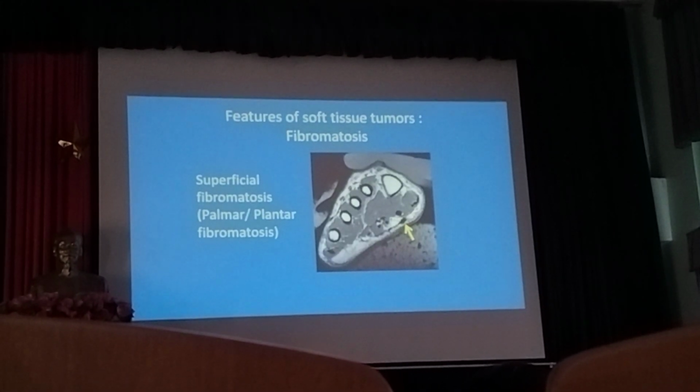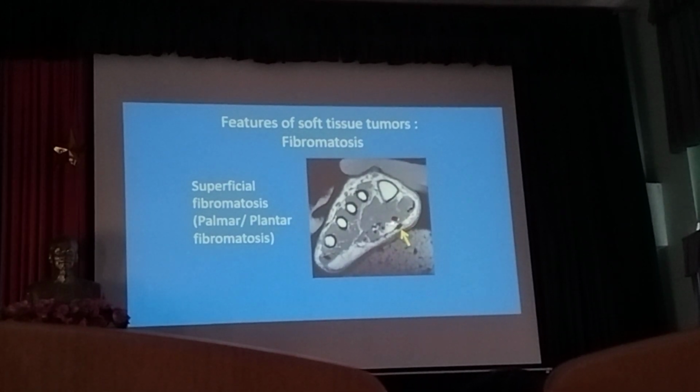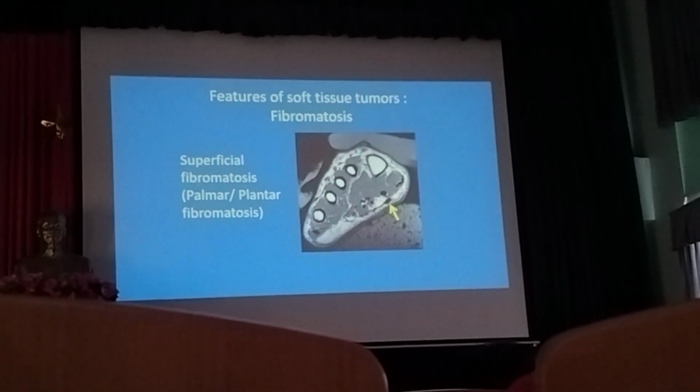Okay, another last thing is the lesion that contains fibrous tissue, and this is an example of fibrous tissue with its dark signal, and this is a superficial fibromatosis.